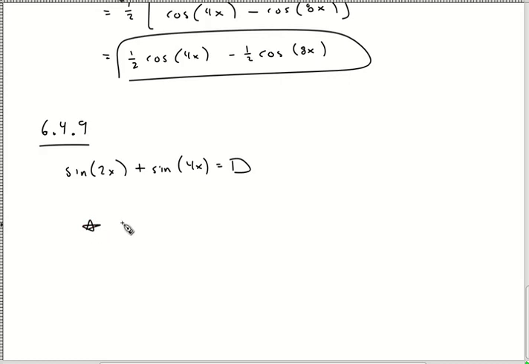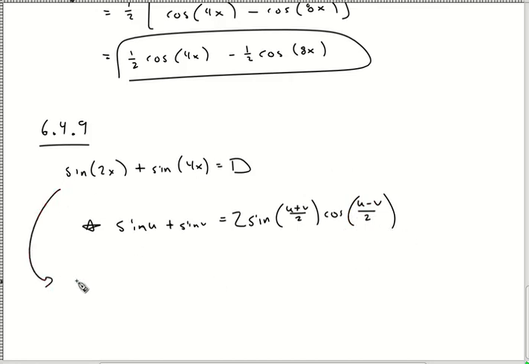Okay, so here's your formula for this one. Of course, we got sine of u plus sine of v is equal to 2 times the sine of u plus v all over 2 times the cosine of u minus v all over 2. I'm sure there's a pattern with this stuff, but I'm telling you, there's so many variations, it doesn't make sense in my mind to try to memorize them.